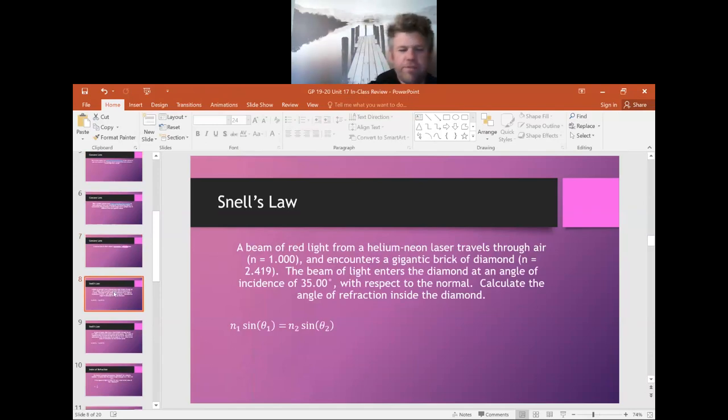Snell's law. A beam of red light from a helium neon laser travels through the air with an n equal to 1 and encounters a gigantic brick of diamond. That'd be awesome. N equal to 2.419. The beam of light enters the diamond at an angle of incidence of 35 degrees with respect to the normal. Calculate the angle of refraction inside the diamond. I have to go grab my calculator. Hold on one second.